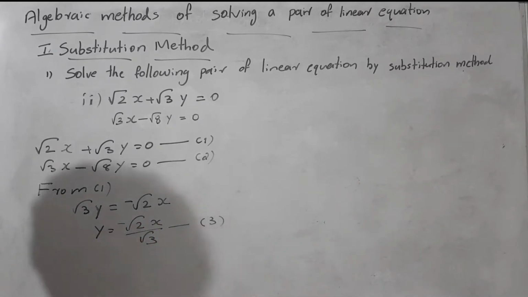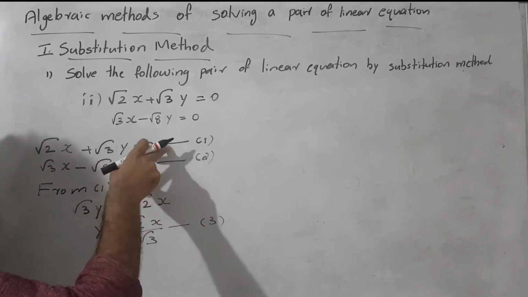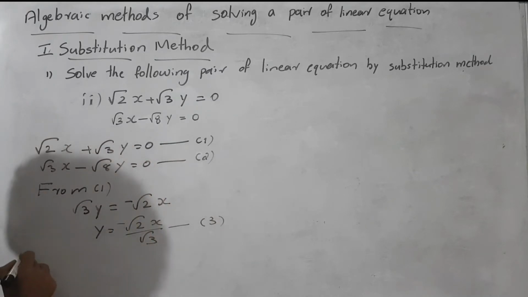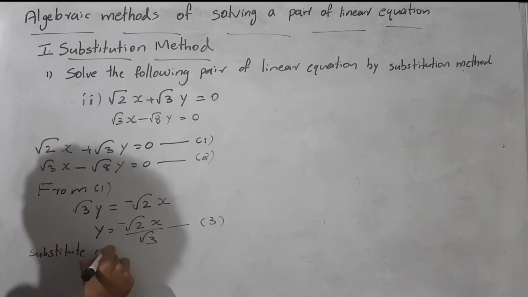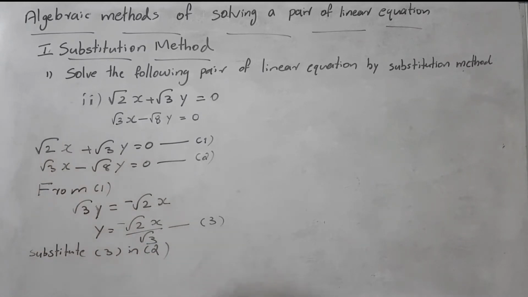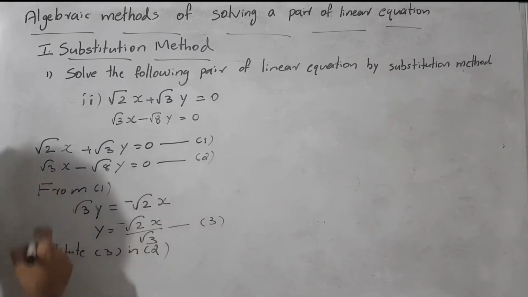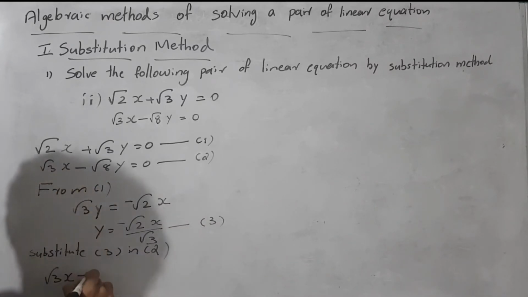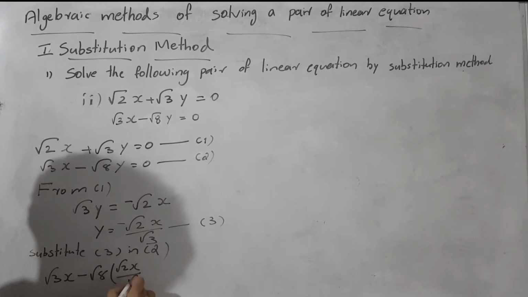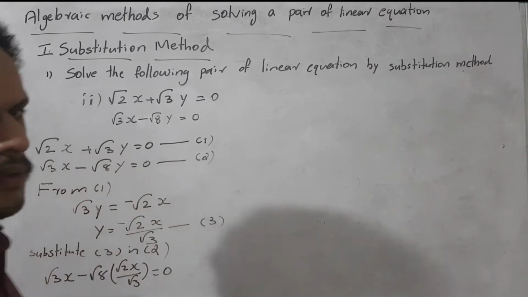Okay, then what is next? We made equation 3 by using 1. The next step is to substitute 3 in 2. Substitute 3 in 2. What is the change? What do we get? Root 3x minus root 8 into, what is y? y is minus root 2x by root 3, is equal to 0. Correct?